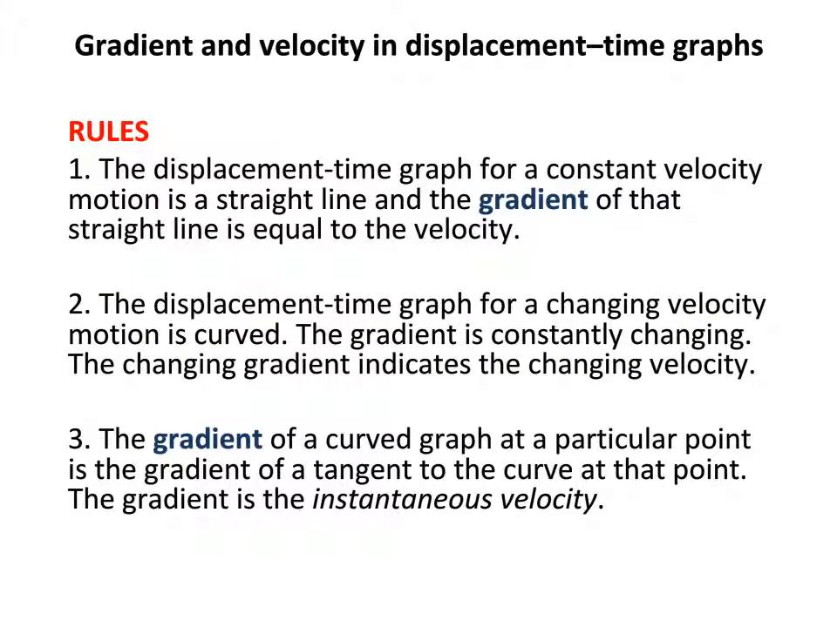Here's a summary of our rules so far. The displacement time graph for a constant velocity motion is a straight line, and the gradient of that straight line is equal to the velocity. The displacement time graph for a changing velocity motion is curved. The gradient is constantly changing, and the changing gradient indicates the changing velocity. And thirdly, the gradient of a curved graph at a particular point is the gradient of the tangent to the curve at that point. The gradient is the instantaneous velocity.